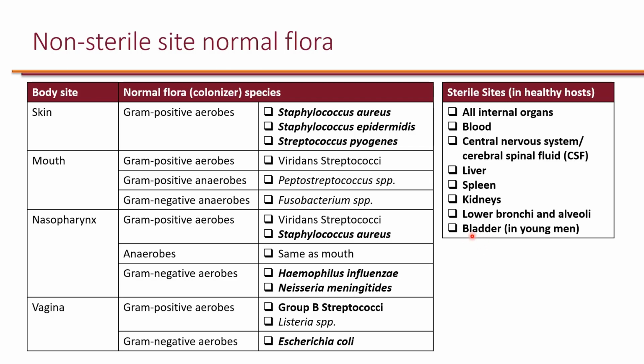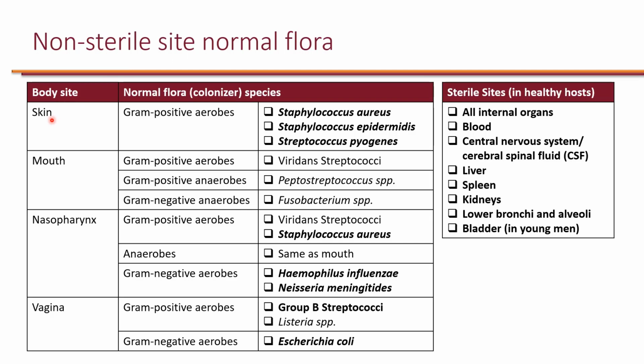In women, given the anatomical differences between men and women, it's common that the bladder will be colonized, and as women get older, the percentage of colonization goes up. And anybody who has a urinary catheter almost certainly has colonization of the bladder. So the bladder is kind of tricky on this list, but for the rest of the list, if you find an organism, it's likely due to infection. But let's focus on the normal flora in these other sites.